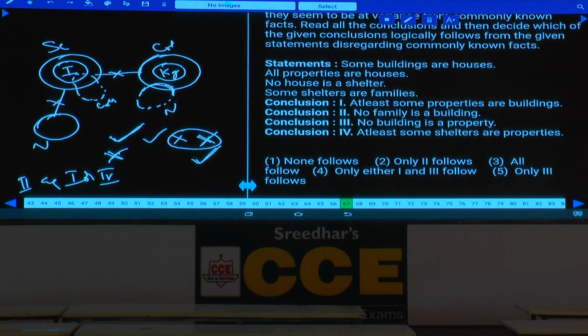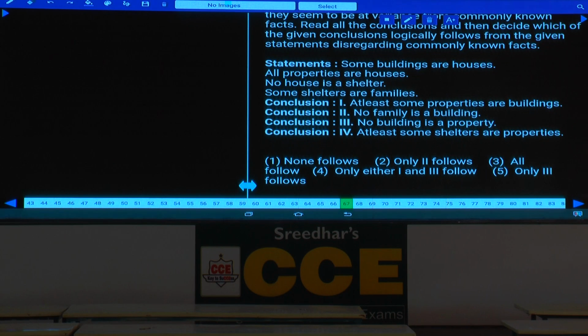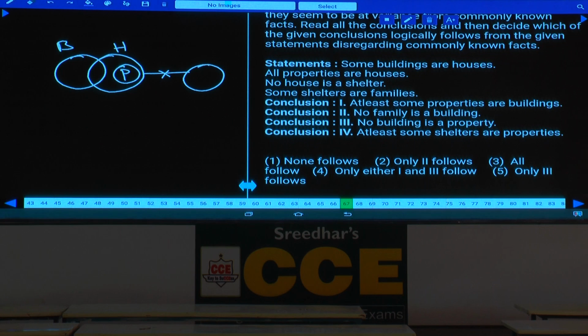Then question number 67. Now in the 67, some buildings are houses. Some of the buildings are houses can be written like this. Some buildings are houses. All properties are houses. All these properties are houses. And no house is a shelter. No intersection between a house and a shelter. No house is a shelter. Some shelters are families. Some of the shelters are families.